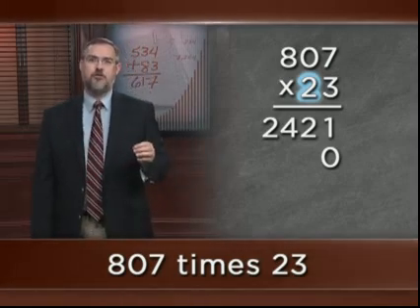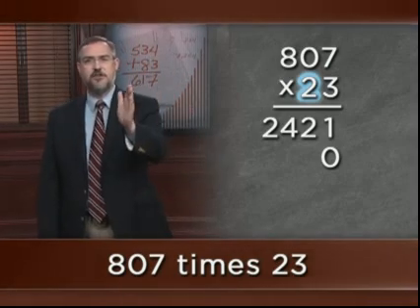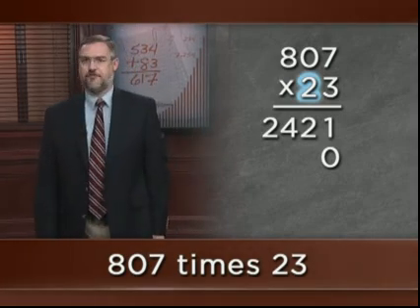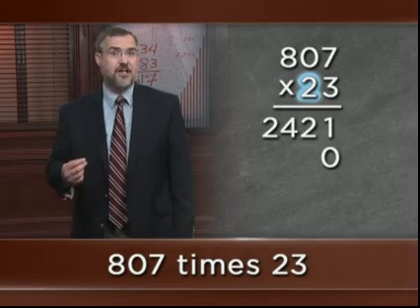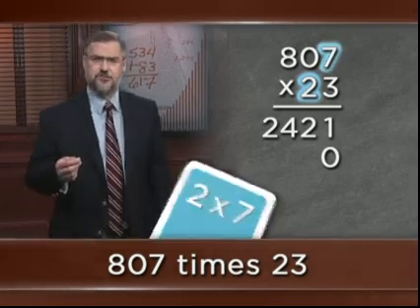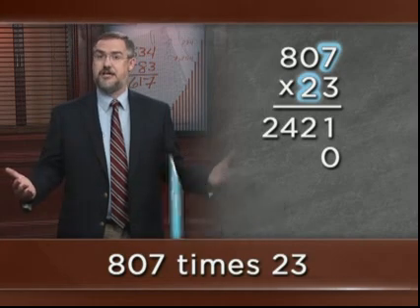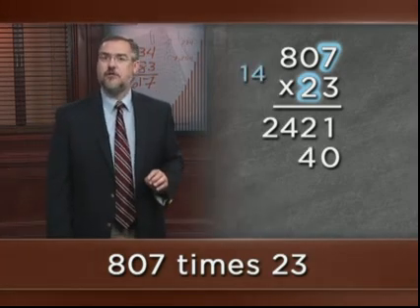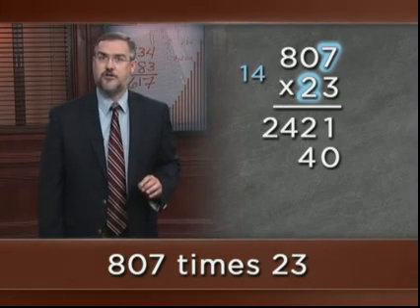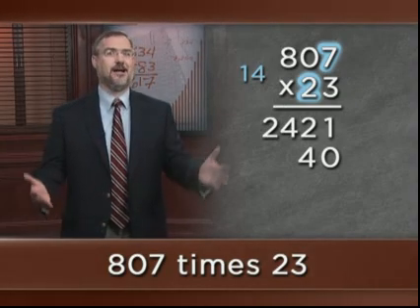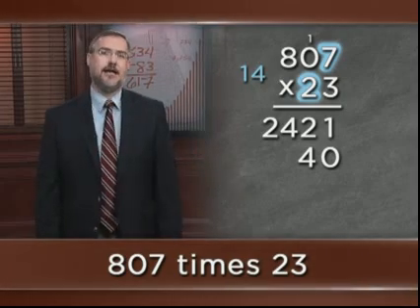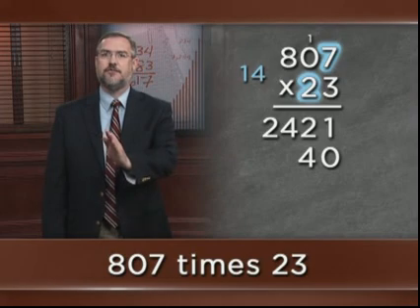Now, let's multiply that 2 with each of the digits in 807, again working right to left. So first we're going to multiply the 2 with the 7. And when I multiply those two numbers together, I have 14. So I'm going to write the 4 to the left of the 0 in the second line of the answer section. What do I do with that 1? I carry it. And I carry it over above the 0 in 807, working right to left.